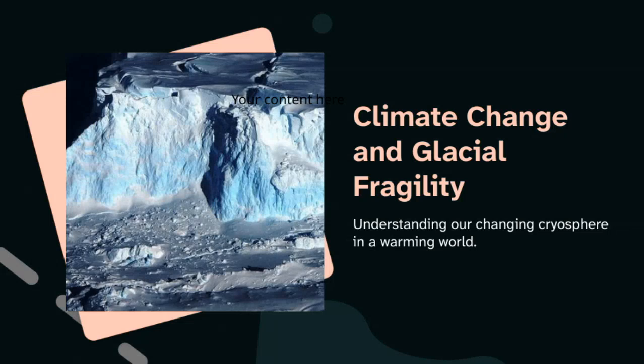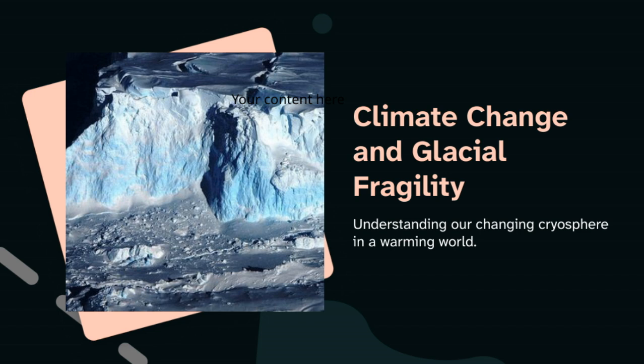Today's lesson is about climate change and glacial fragility. We have already looked at how glaciers shape landscapes, how people use glaciated areas, and the conflicts that can happen in these environments. Today we are going to look at what happens when these environments begin to change rapidly.